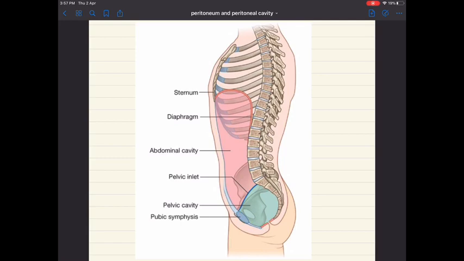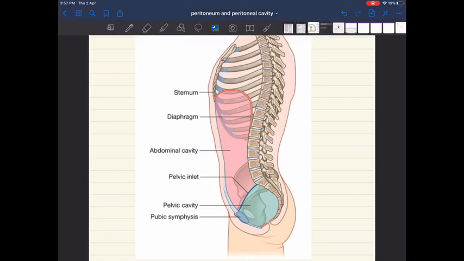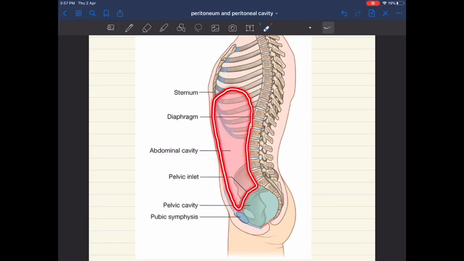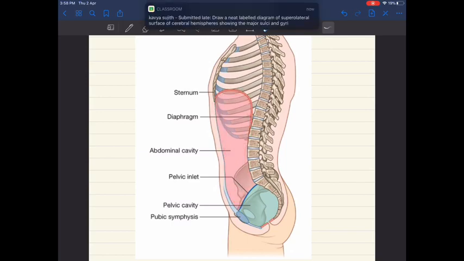Okay, this is it. One second. So this is diaphragm, this is pelvic inlet, pelvic cavity, this is anterior abdominal wall, this is posterior abdominal wall. So all this includes the abdominal cavity. So what is peritoneum? Peritoneum is a membrane that covers the abdominal cavity like this.